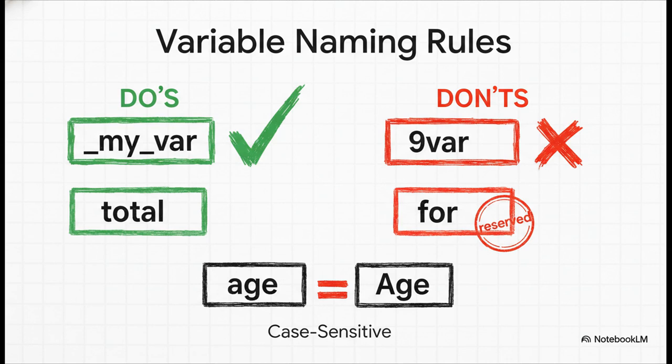Now, of course, you can't just name these boxes anything you want. There are a few simple rules to follow. They have to start with a letter or an underscore, not a number. They can't be one of Python's special reserved keywords. And remember, case matters. A box labeled age with a lowercase a is a totally different box than one labeled age with a capital A.